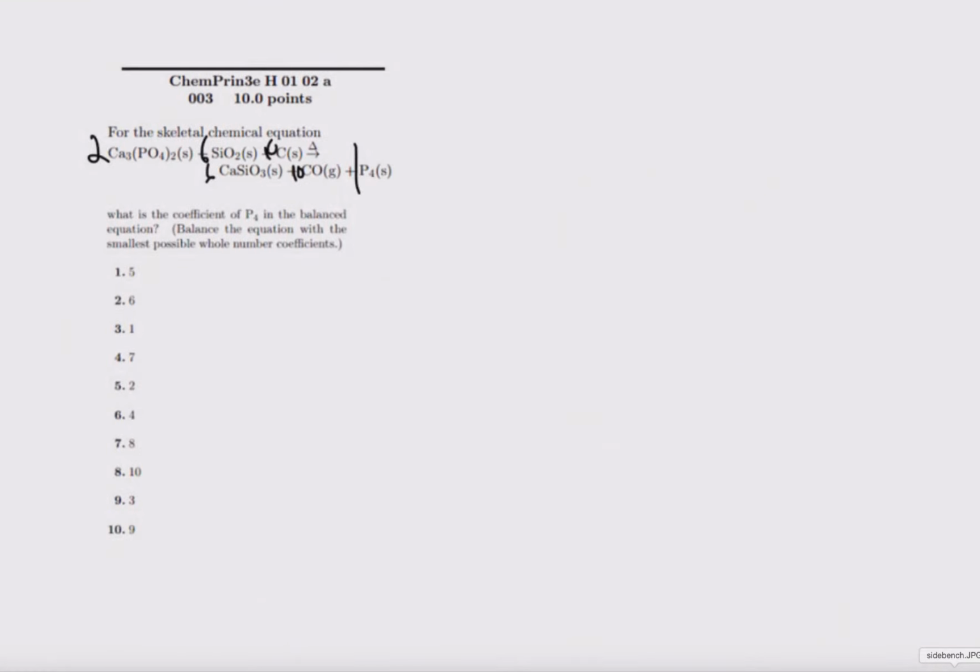Okay, so depending on what the question is asking you, you would find the appropriate coefficient. In this case, for example, it's asking for the coefficient of the P4. In this case, the correct coefficient there would be 1. In other versions, it might be asking you about the CaSiO3, in which case it would be 6. But once you balance the equation, you would choose the appropriate coefficient there.